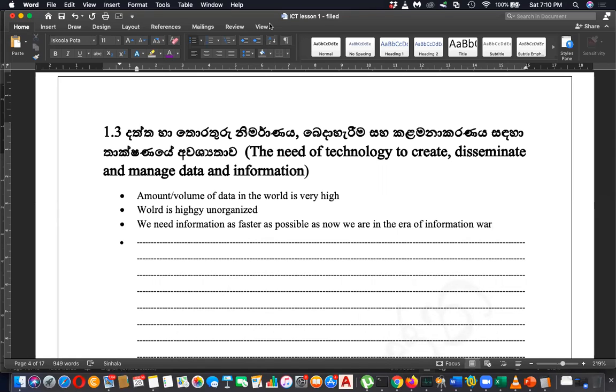Because there is a lot of data, when we try to produce information we need technology. And not only that, the world is highly unorganized. You have a lot of unorganized things. Still no one has found proper information about living beings outside the world, other planets. Still no one has recognized a suitable planet to start the next level civilization.